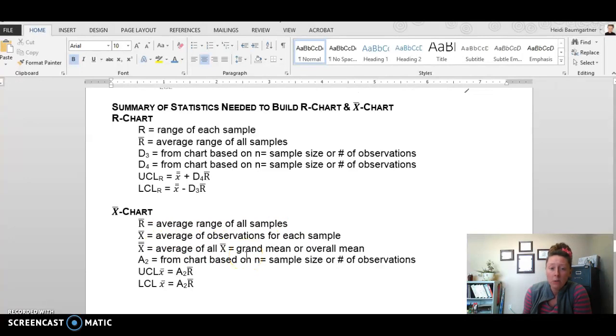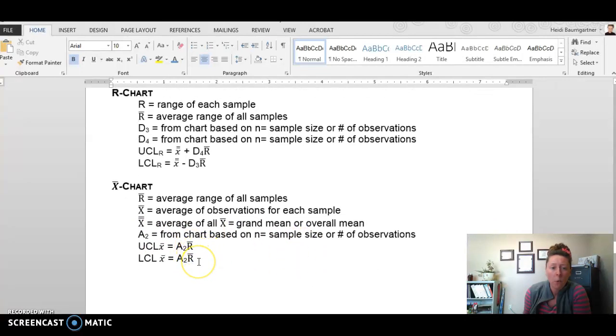X bar is the average of observations for each sample. The X double bar is the average of all averages, so it's also considered the grand mean or the overall mean. A2 is going to be based on that chart, based on the sample size. And again, our formulas for the upper and the lower control limits.